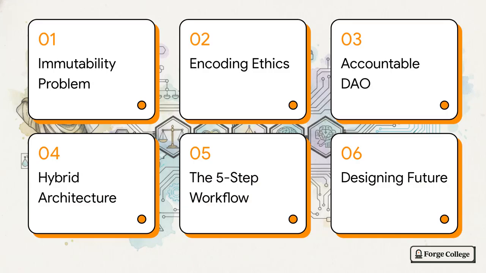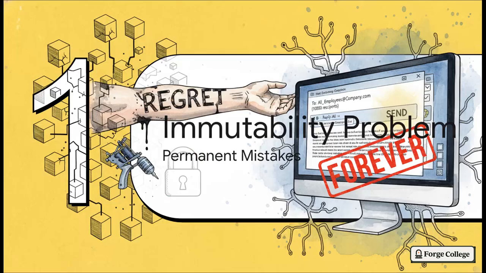So here's our roadmap for today. We'll kick things off with the immutability problem, then we'll look at encoding ethics into code. After that, we'll build an accountable DAO, check out hybrid architecture, walk through a 5-step workflow, and wrap it all up with designing for the future. All right, first up, the immutability problem.